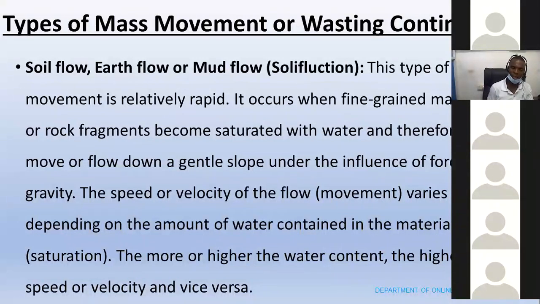The popular name known for this type of mass wasting is the mud flow. We also said the speed or the velocity of the flow varies, and this depends on the amount of water content. If the water content is very high, then the speed of the movement is likely to be high. And when the water content is very low, we are expected to have the speed of the movement also becoming very low. So take note.